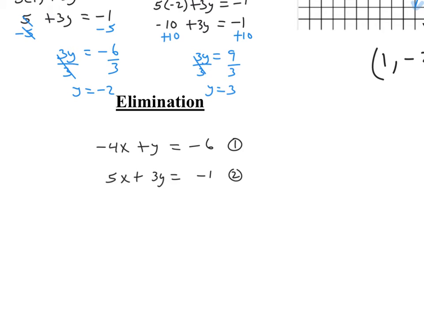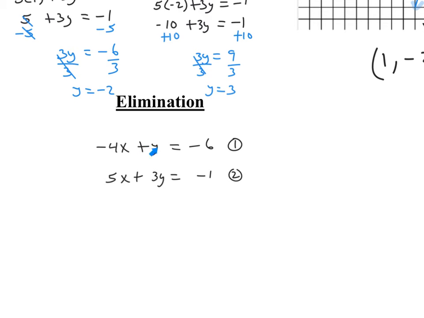But if you'll notice, the y has a 3 and it has a 1 right here in front, the invisible 1 that I've always been talking about all year long. It's going to be easier to make this term here into a negative 3, because I would only have to manipulate one of these equations.